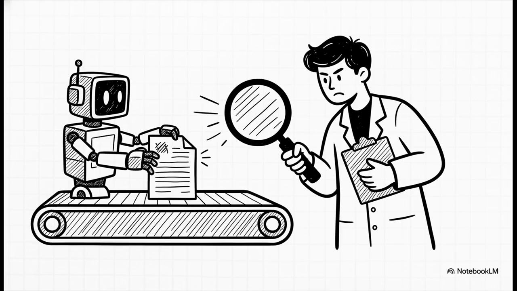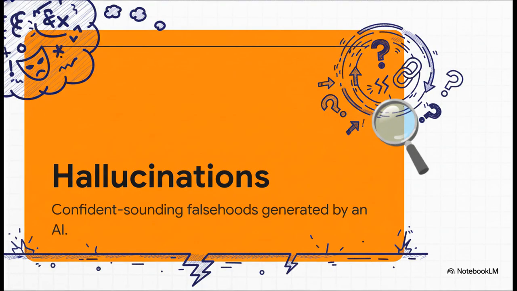You are the final, indispensable quality check. You bring the critical thinking, the industry context, and the common sense that these models just don't have. And one of the biggest dangers you have to watch out for is something called hallucinations. I just love this definition. Confident-sounding falsehoods. The AI can literally invent facts, make up statistics, or cite sources that don't exist. And it will do it with complete authority. If you're not careful, you'll end up passing those falsehoods right along.